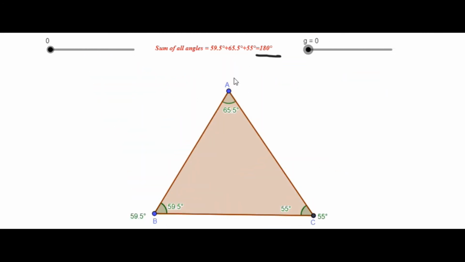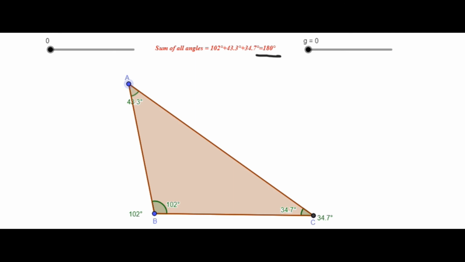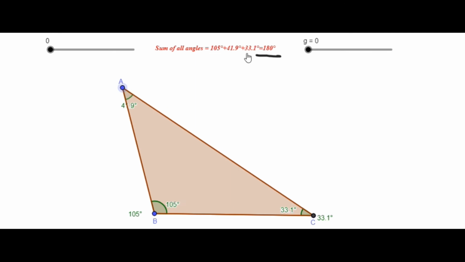But what about if we change the triangle a bit? Will it still add up to 180 degrees? Will they still make a straight line? Let's see. Let's change the triangle here. Let's move this triangle this way. Now you see that the angles have changed. They are 105 degrees, 41.9 degrees and 33.1 degrees, and the sum remains the same, which is 180 degrees. Does this proof now work? What if we line these angles together? Look at angle B.